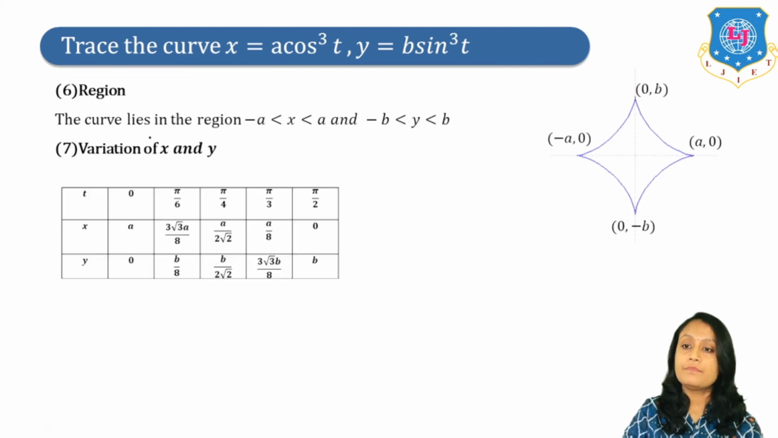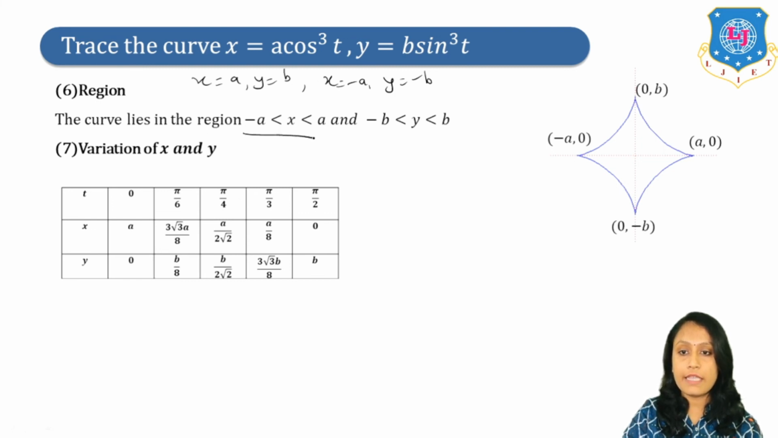Now we will discuss the region. The maximum values are x = a and y = b, and the minimum values are x = −a and y = −b. So the curve will lie between −a and a for x, and between −b and b for y. Also, we know that the curve is symmetric about the x-axis, and it is symmetric about the y-axis.